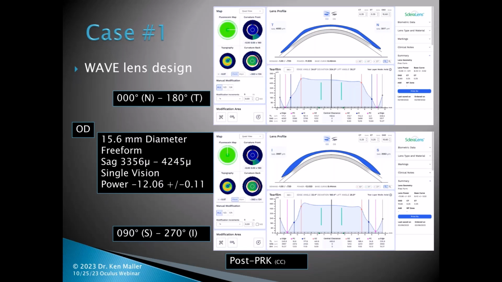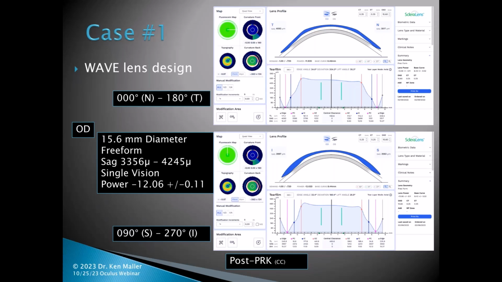And some of my design choices here, I picked a 15.6 millimeter lens. It is a free-form design. The sagittal depth at the extremes are varying from 3,356 microns to 4,245 microns.